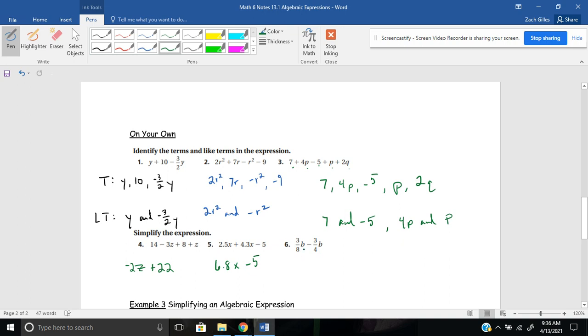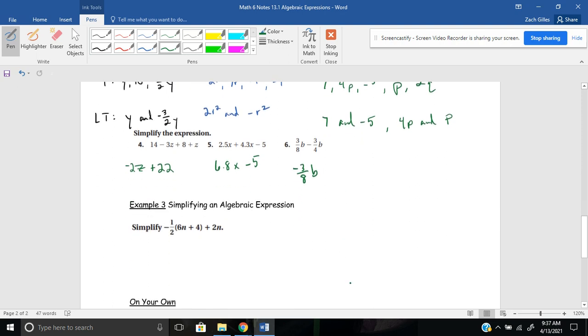Number 6, these are both like, so you can combine them. You can take 3/8 b and subtract 3/4 b. This would be the same as 6/8. So 3/8 minus 6/8, you should get -3/8 b for an answer.